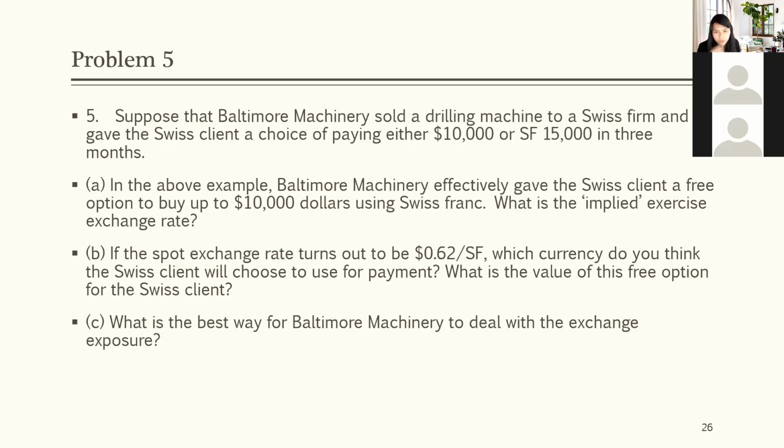Question A is quite straightforward. You want to compute the implied exchange rate between $10,000 and 15,000 Swiss francs. Okay. Question B, you've got to think about it a little bit. So you've got to think from the point of view of the Swiss company. Okay. So given the option that the trade partner gives the Swiss company, and given the spot rate that you expect to be in the future, what is the Swiss client going to choose? Okay.